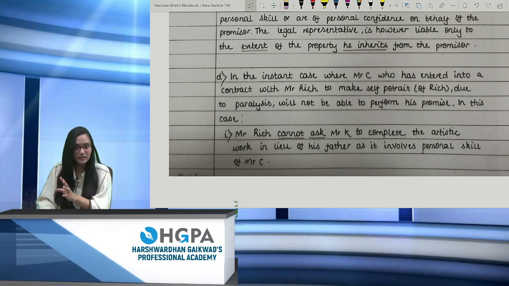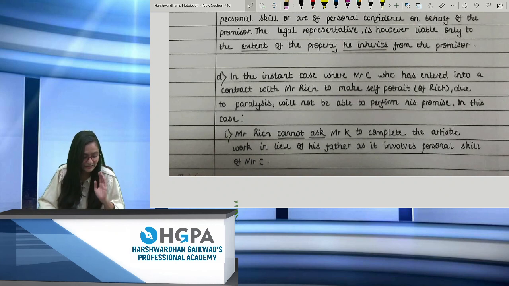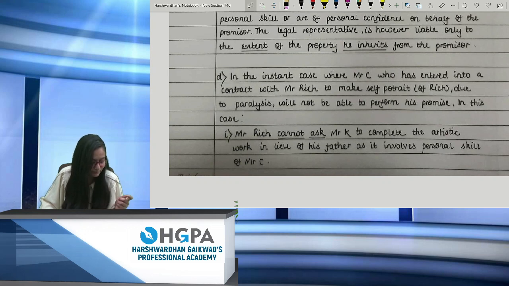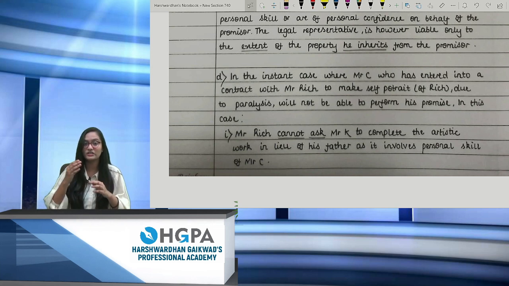In the instant case where Mr. C, who has entered into a contract with Mr. Rish to make a self-portrait of Rish, due to paralysis will not be able to perform his promise. So now I have given a gist of what is in the question.